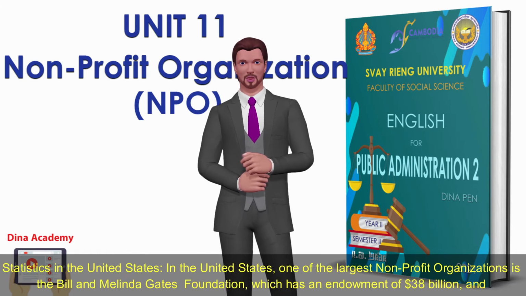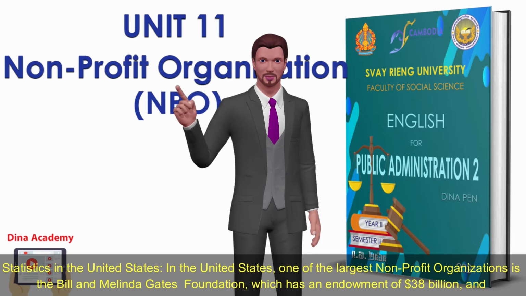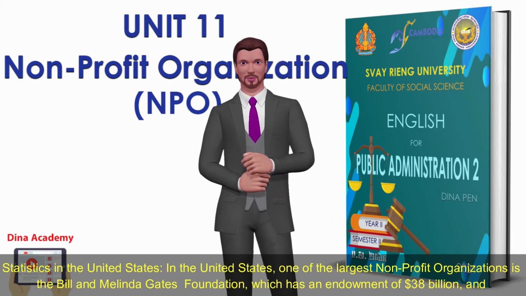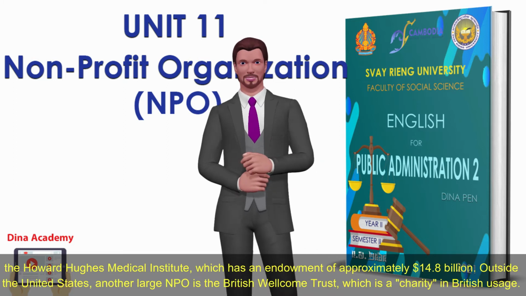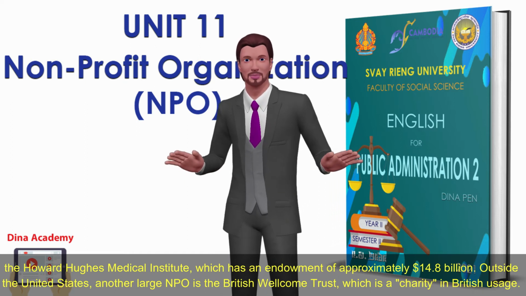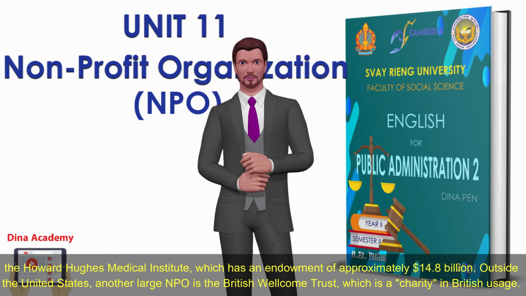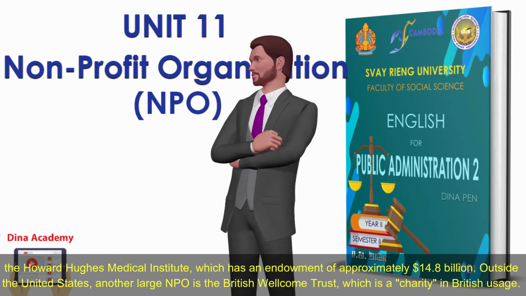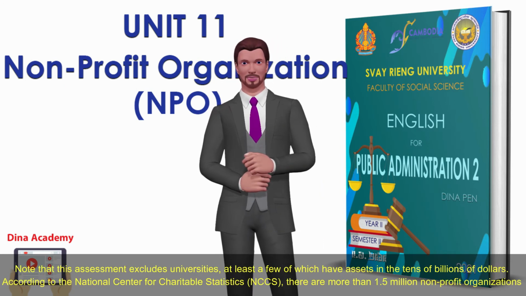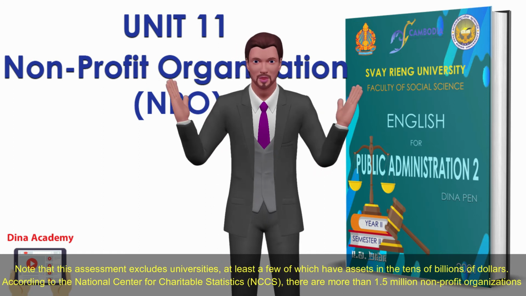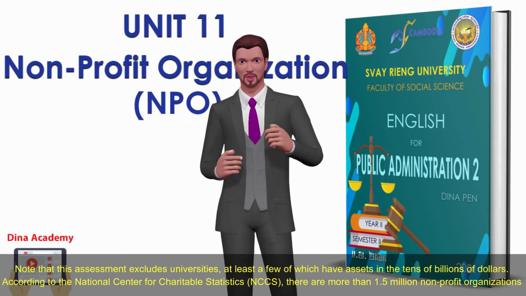Statistics in the United States. In the United States, one of the largest non-profit organizations is the Bill and Melinda Gates Foundation, which has an endowment of $38 billion, and the Howard Hughes Medical Institute, which has an endowment of approximately $14.8 billion. Outside the United States, another large NPO is the British Wellcome Trust, which is a charity in British usage. Note that this assessment excludes universities, at least a few of which have assets in the tens of billions of dollars.